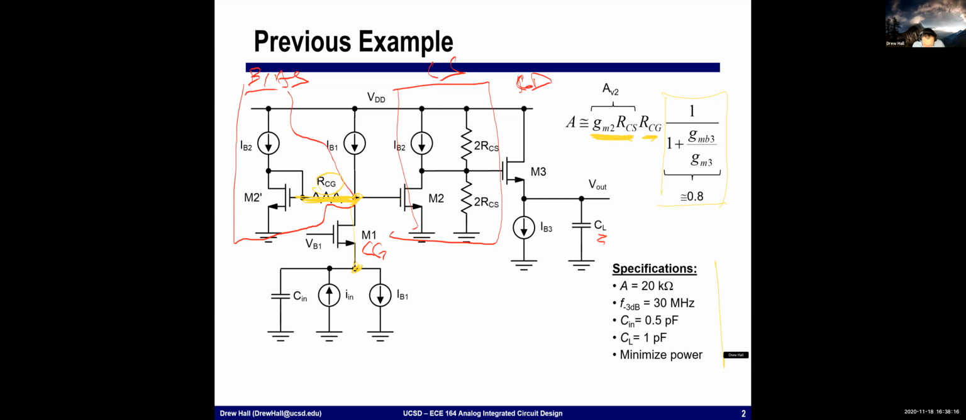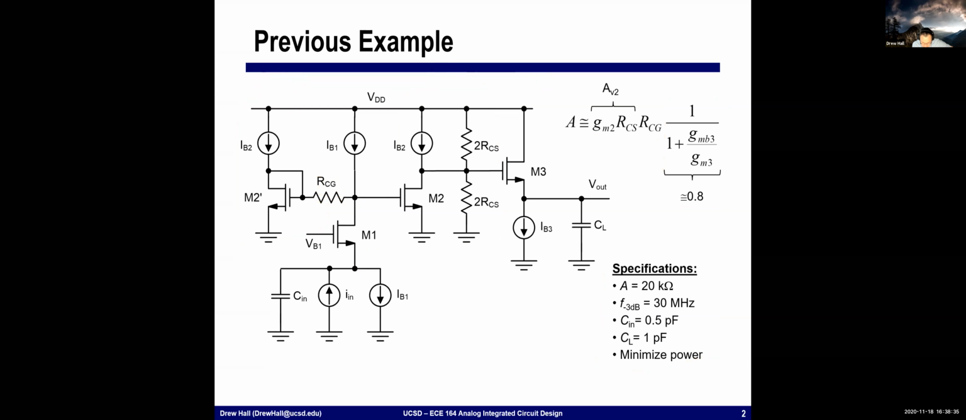Okay. So a couple of things now. If we wanted to design this, I've made up some specifications. I want to have a gain of 20 kiloohms, bandwidth of 30 megahertz, input capacitance of half a picofarad, load capacitance of 1 picofarad, and my objective is again to minimize power. So very similar to what you are going to try to do in your project, albeit with a slightly different circuit.